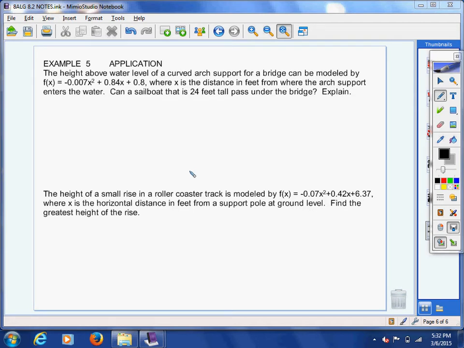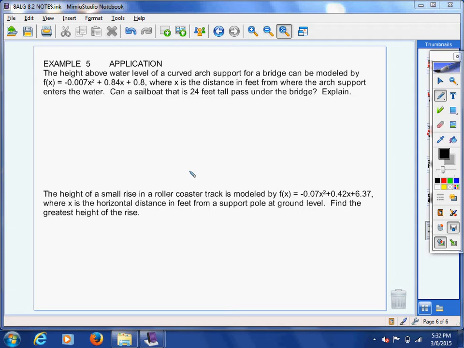Some of you are asking me, when are we ever going to use this stuff? Well, not everybody does, but people like engineers who have to build bridges or roads need to know this kind of stuff because they might use arches or any type of support like that in their construction, and they just have to be able to know something about quadratics to help them. So let me show you an application where quadratics are useful in real life.